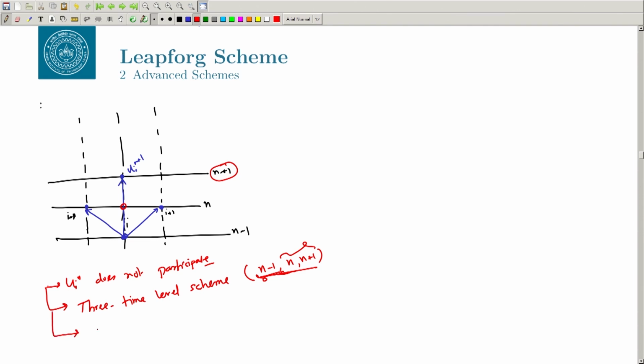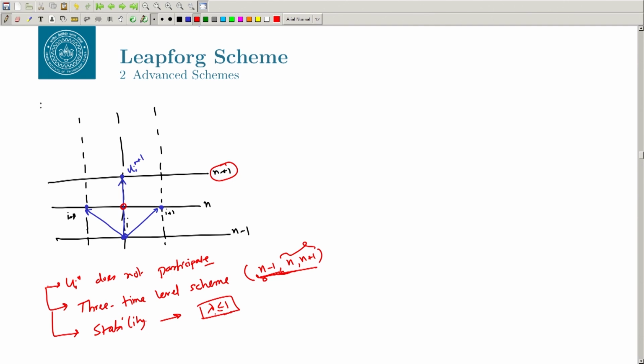We will discuss the stability shortly, and we will see that it is stable for lambda less than or equal to 1. Okay. So, that is very interesting. We just changed the time stepping from forward in time to central in time, and the entire scheme became stable for lambda less than or equal to 1.